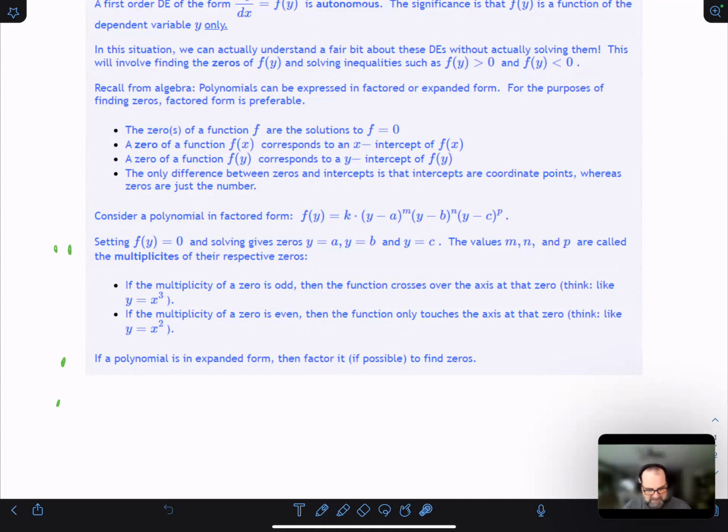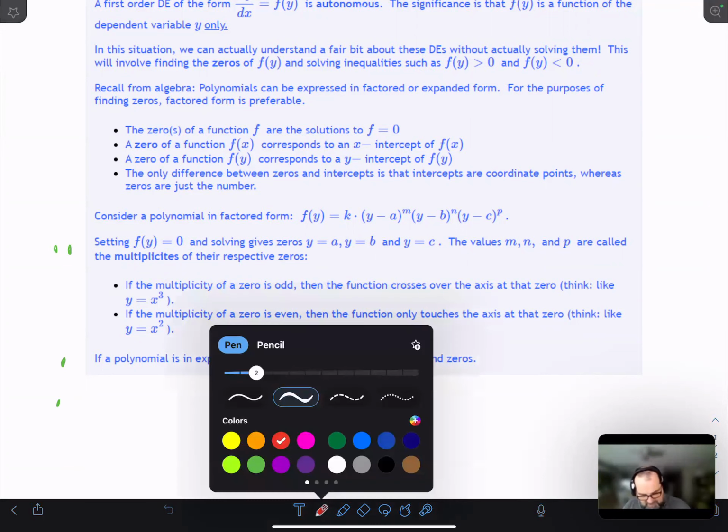Okay, so last little topic here before we move on. Again, ultimately, what we're interested in is solving inequalities, like where is f of x positive, where is f of x negative? So let's take a brief look at the method for something like that.